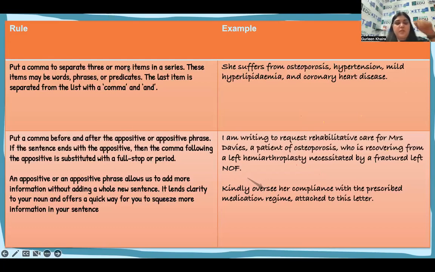So put a comma to separate three or more items in a series. These items may be words, phrases, predicates. The last item is separated from the list with a comma and "and." So for example, look at the sentence: She suffers from osteoporosis, hypertension, mild hyperlipidemia, and coronary heart disease. There are 4 items in a list. We are separating the first 3 from each other using commas. The last item in the list is separated from the others using a comma and "and." And this comma is called the Oxford comma.